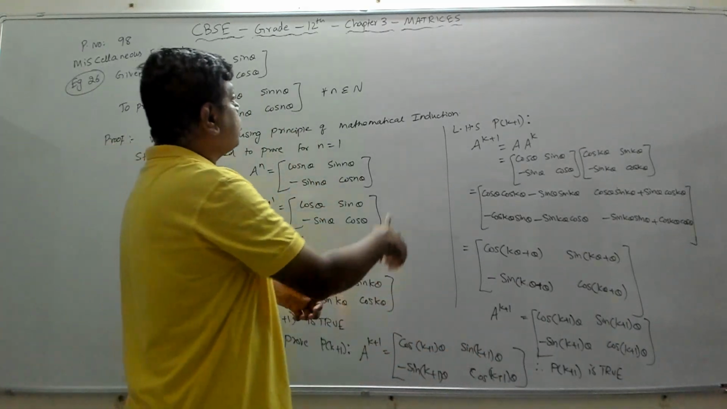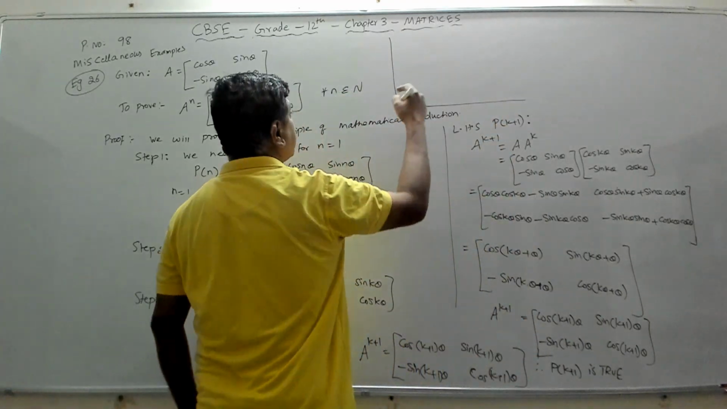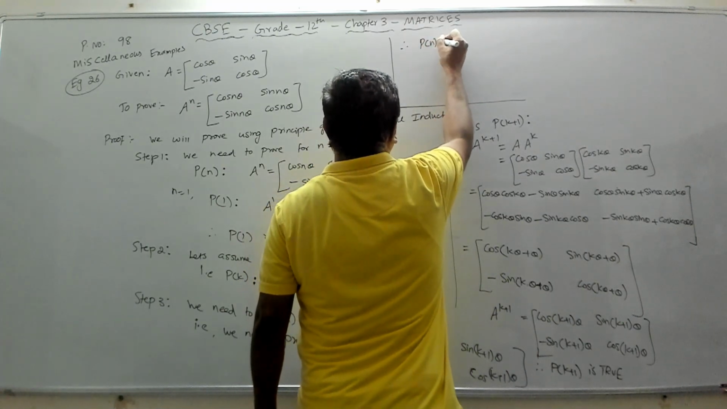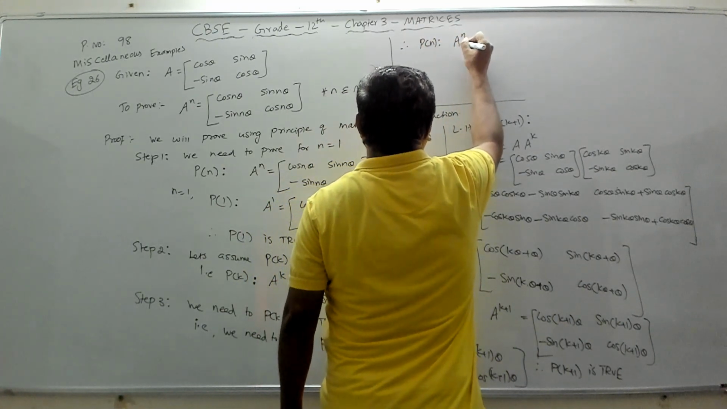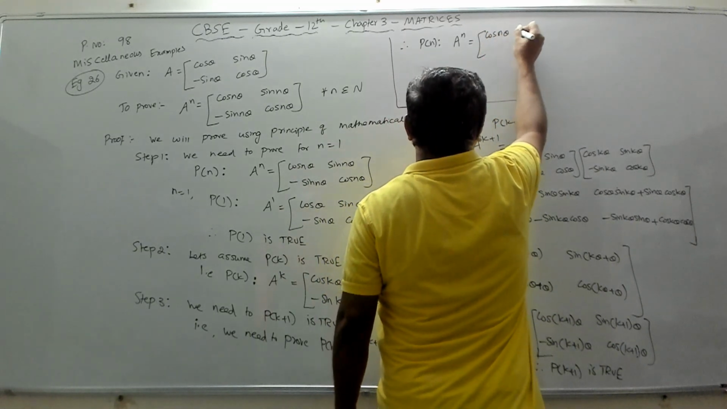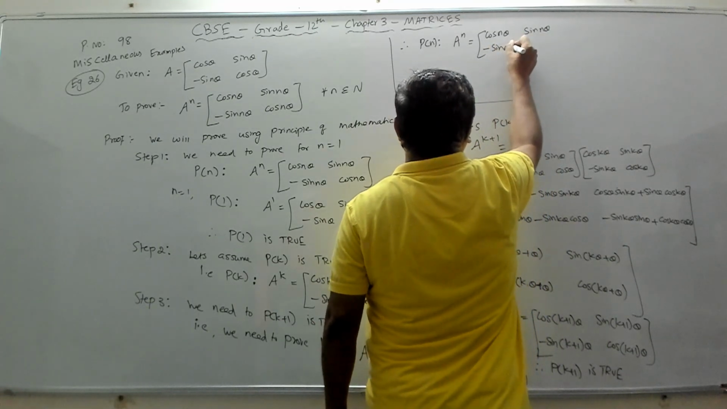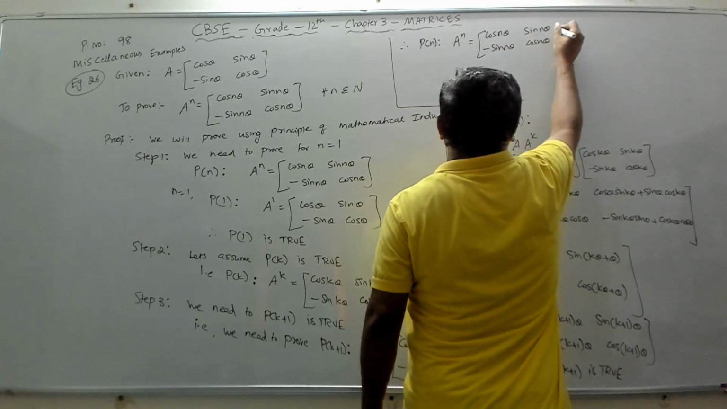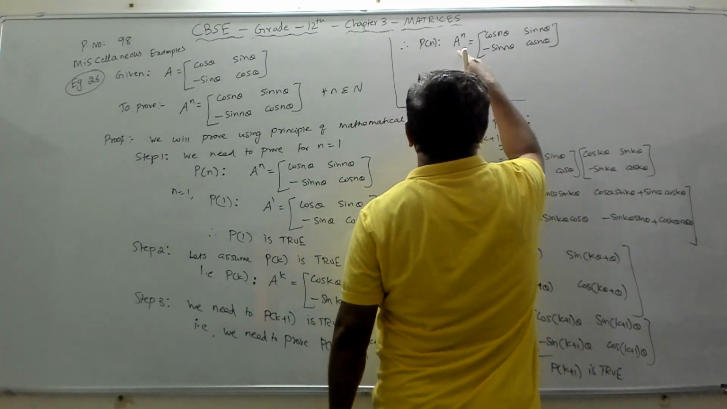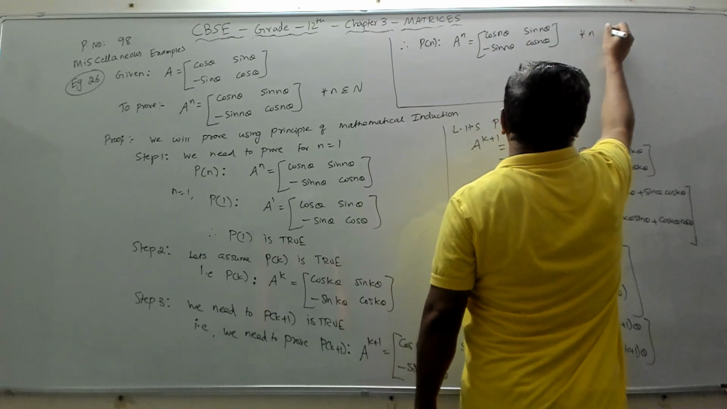Fine. So I'll write the conclusion here. The continuation of this is here. So therefore, we can say P of n, that is A power n equal to [cos n theta, sin n theta; minus sin n theta, cos n theta] is true. Therefore, P of n, A power n equal to this, is true for every n belonging to N.